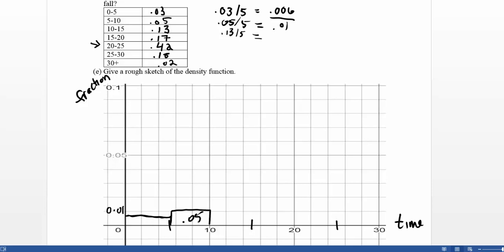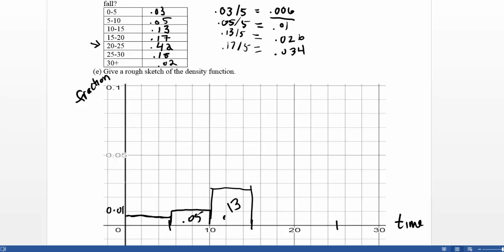Now from 10 to 15 minutes, I have 0.13, so 13% take 10 to 15 minutes. I divide by 5 because those are all equally likely, and I get 0.026. So 0.025 is like halfway. It's a little bit higher than that. So right about here is 0.026. So 0.026 times 5 gives me the 13%. That's the area of this block, because again, I'm drawing my density function. From 15 to 20 minutes, I have 0.17 divided up by my interval of 5, my 5-minute block here, and I get 0.034.